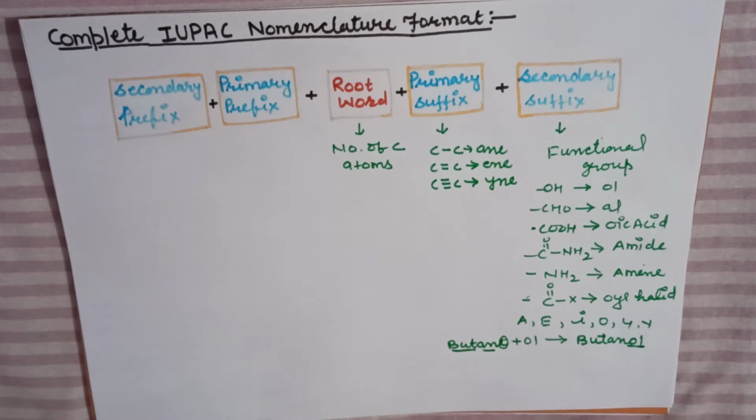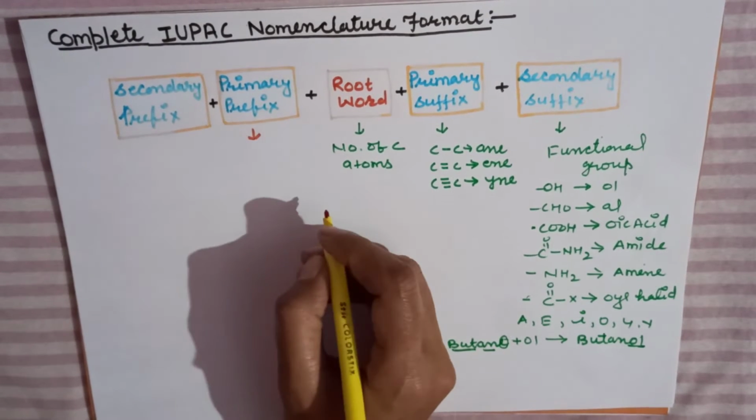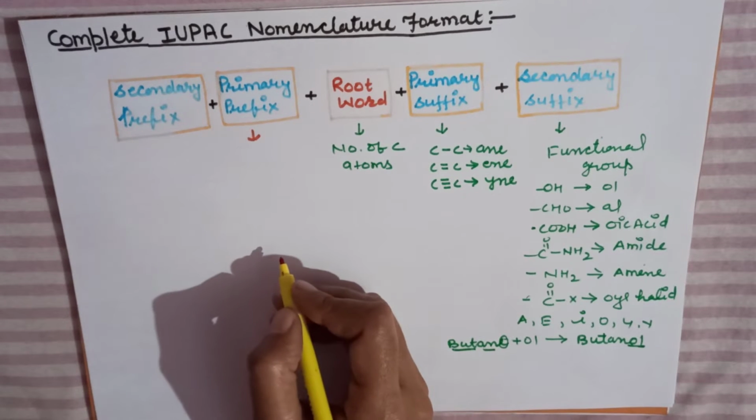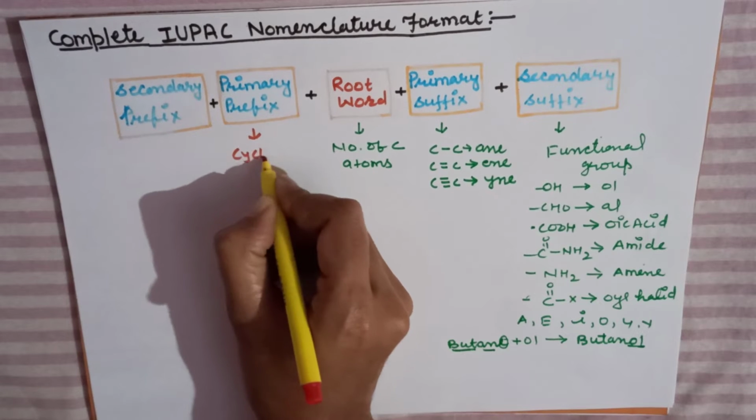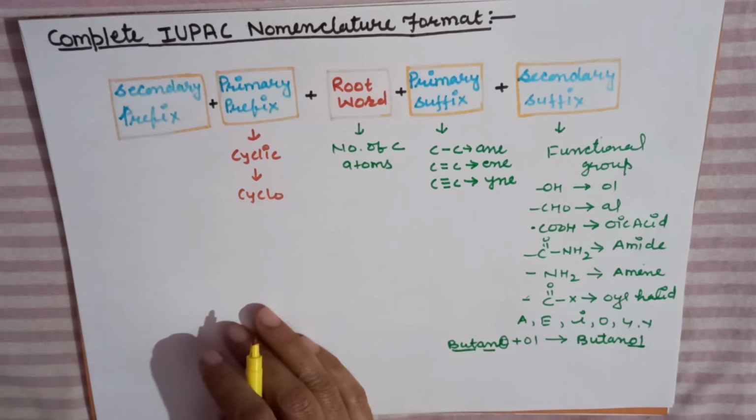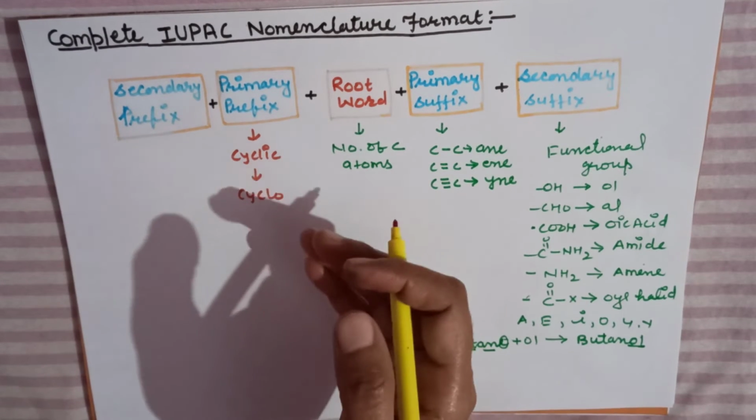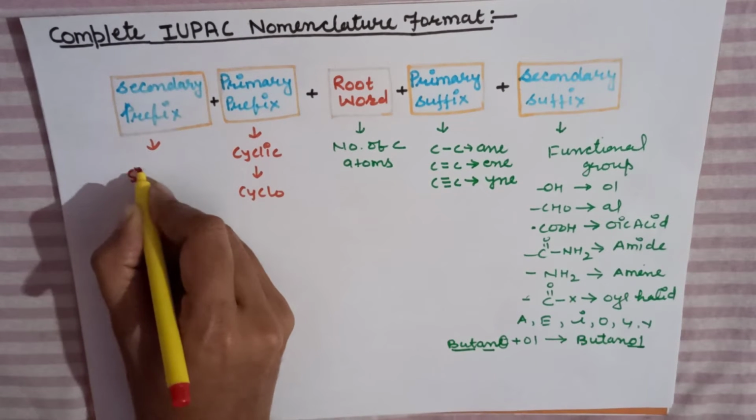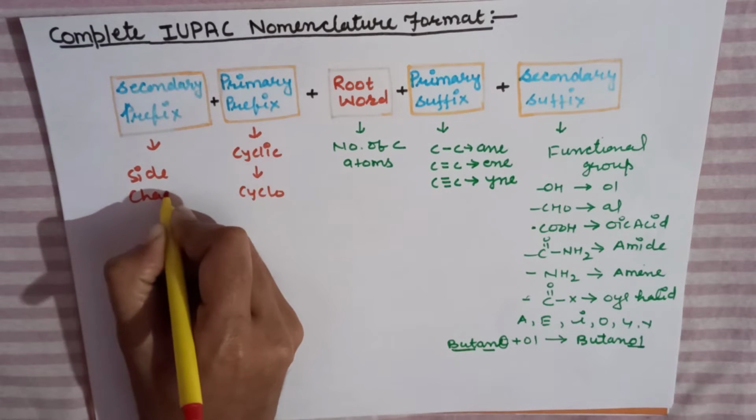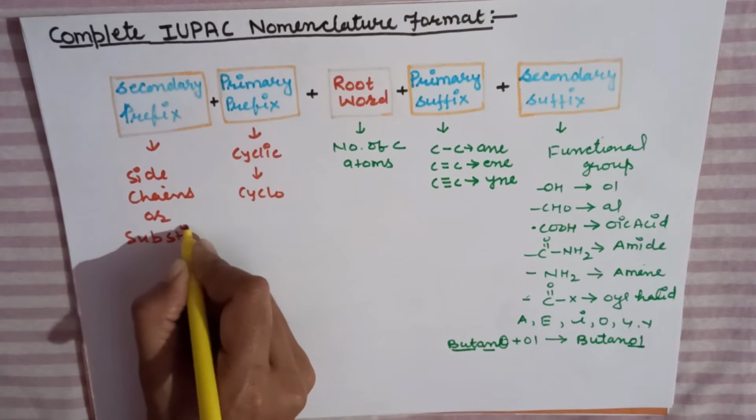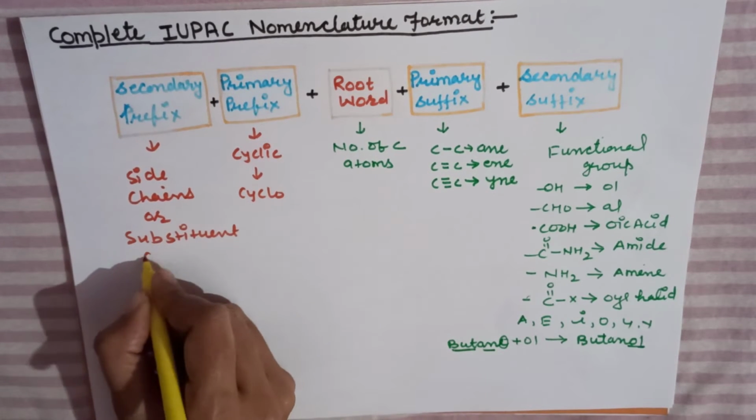Now come to the primary prefix. Primary prefix represents whether a structure is cyclic or acyclic. It is used only in the case of cyclic structure, and the word used is cyclo. Okay. If a cyclic structure is there, then you will use the primary prefix. Secondary prefix is used for side chains or substituent groups.